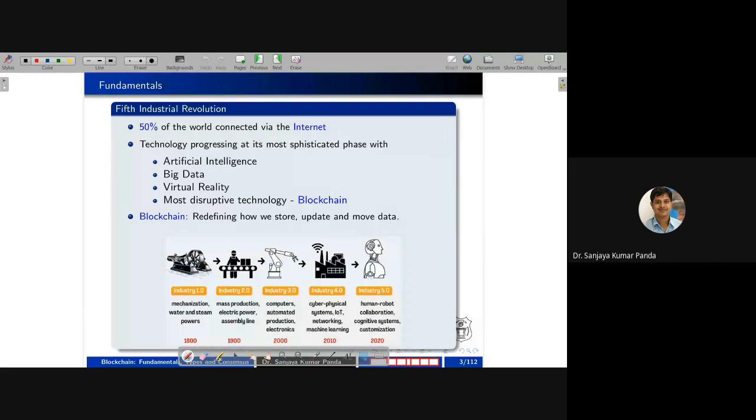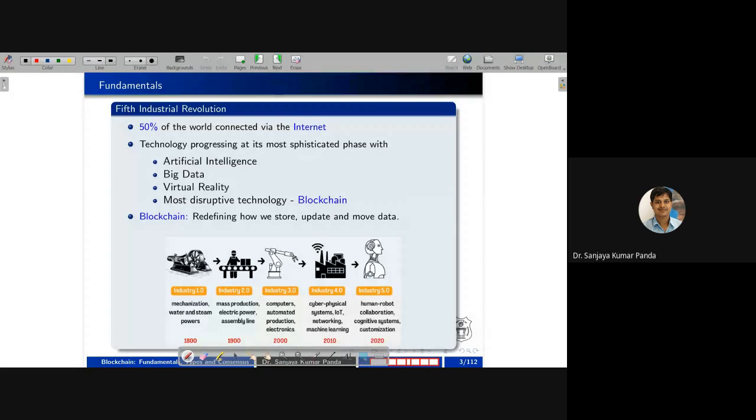Now, with the invention of the computer and the development of information technology, computers, automated production and electronic equipment were used for increasing production in the manufacturing industry. So we came to industry 3.0. Similarly, in industry 4.0, we are talking about artificial intelligence, machine learning, Internet of Things and networking, which are used by different industries to increase production.